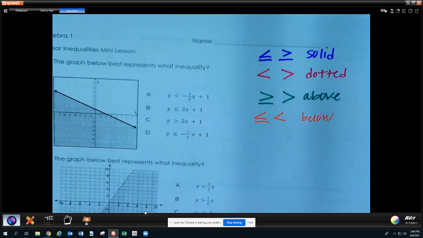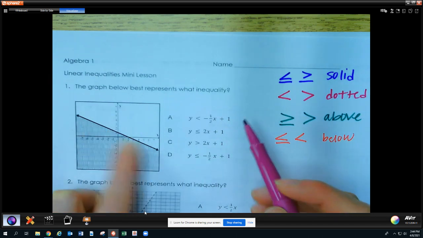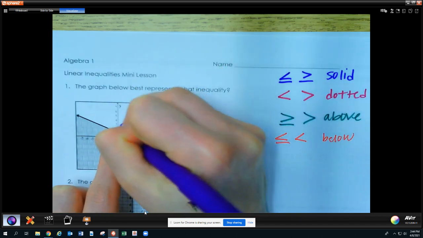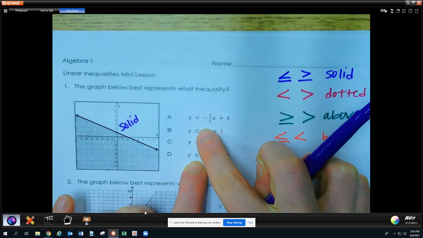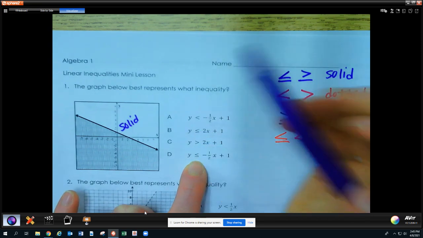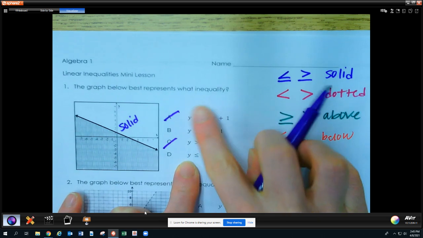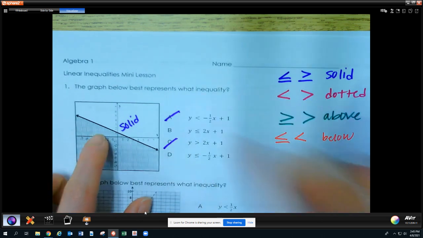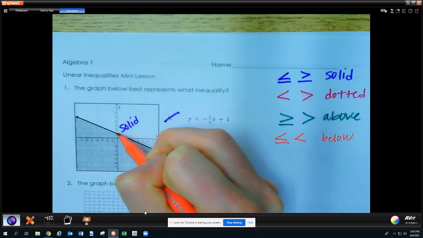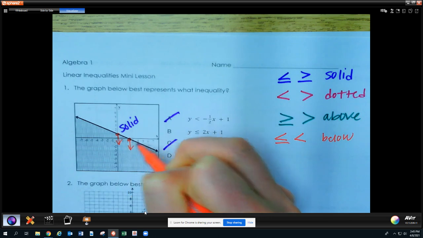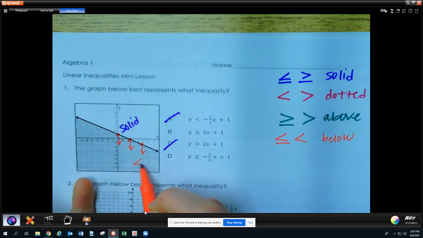Okay, so for this first problem, it says the graph below represents what inequality? So first of all, it is a solid line. So I'm looking for an inequality with a line underneath it. That narrows it down to B and D. A will not work and C will not work because they don't have the line under it. The next thing I notice is that if I put my pen on a point, all the shading is below it. And so I know I need a less than sign.